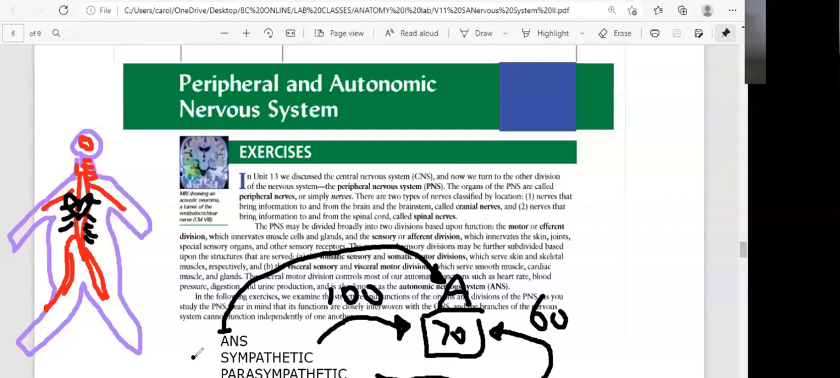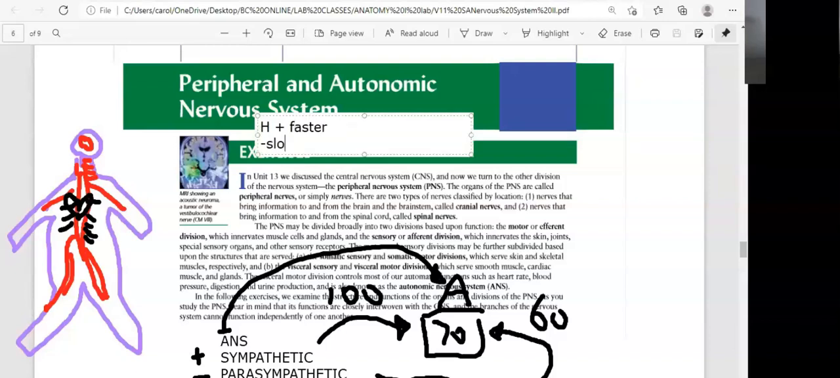So in general, sympathetic is going to be plus. And in general, parasympathetic is going to be minus. What do I mean by that? Well, for example, in the case of the heart, what does plus mean? Plus is going to mean faster. But minus is going to be slower.